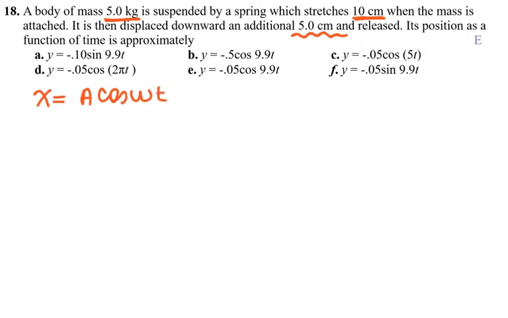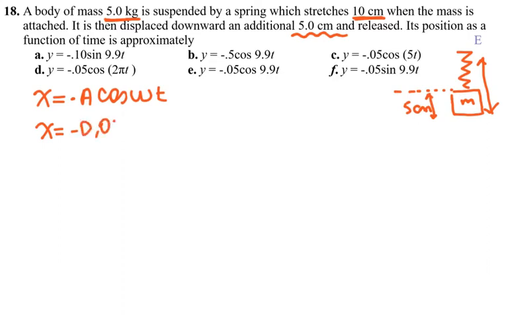Because they stretch it down, if this is your spring, after they put the mass it was at some equilibrium. Then they stretch it down by 5 centimeters, and it started to oscillate up and down. So the amplitude is 5, right? Here is the mass. Because they stretch it down by 5 centimeters, I know it's going to be negative. So I know my x is going to be negative, 5 centimeters, 0.05.